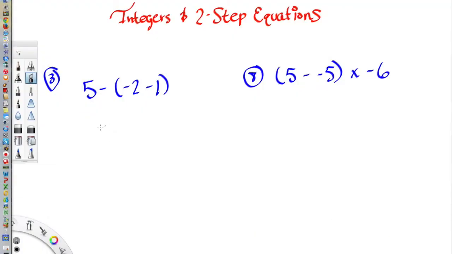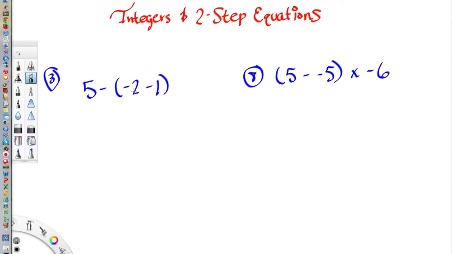Boys and girls, let's take a look at tonight's homework. There's a little bit of review on integer operations as well as two-step equations. Let's get started right now. Let's look at numbers 3 and 8. We're just dealing with integer operations here.